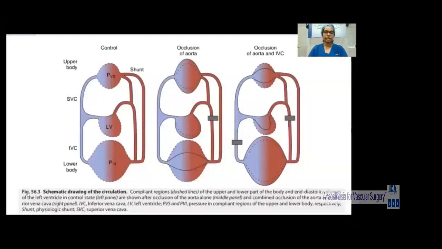This is a pictorial representation which shows the changes happening during the aortic cross clamping in comparison with aortic cross clamping with IVC occlusion. So when the aorta is cross clamped, there's an increase in the capacitance vessels in the upper body and in the left ventricle. And when this aortic cross clamp is done along with the IVC clamping, there is no such difference.